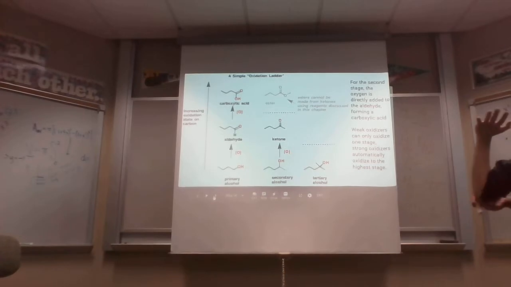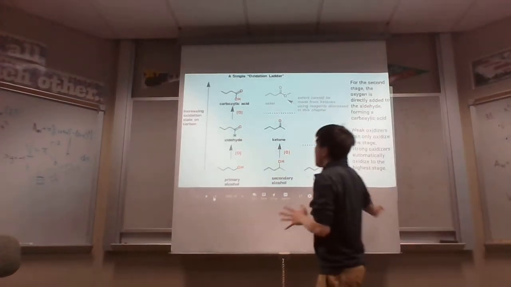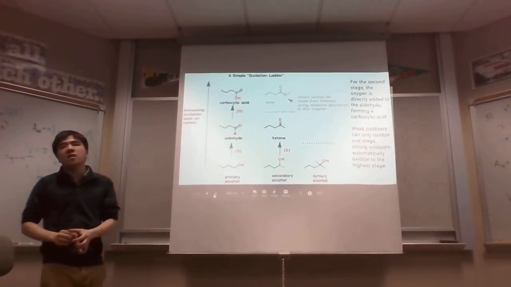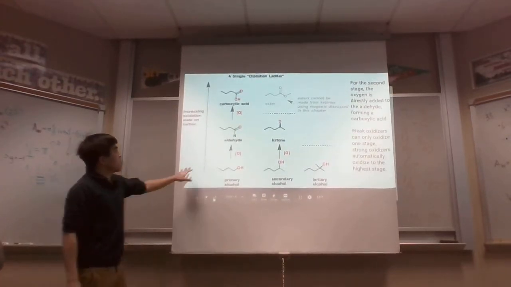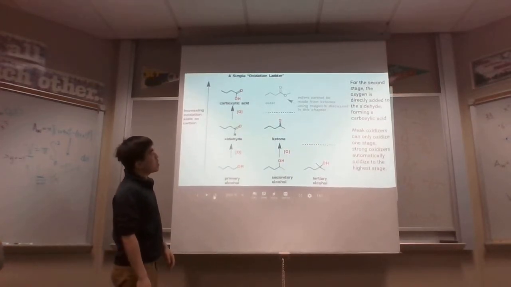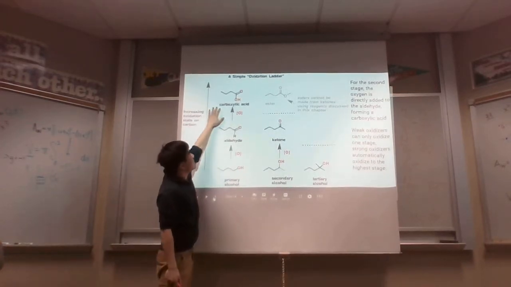Okay, so here's your oxidation ladder. Weak oxidizers only oxidize the first stage. Strong oxidizers automatically oxidize to the highest stage. So for a primary alcohol, a weak oxidizer goes to aldehyde and can't do any more. A strong oxidizer can go from primary all the way to carboxylic acid.